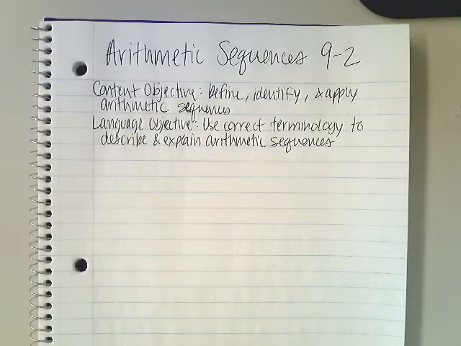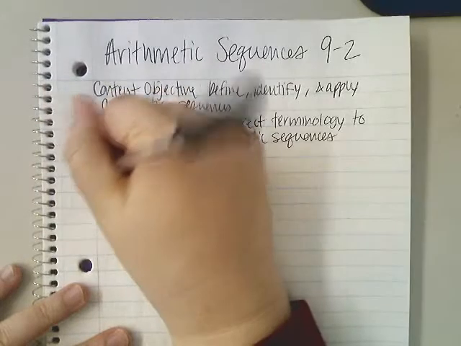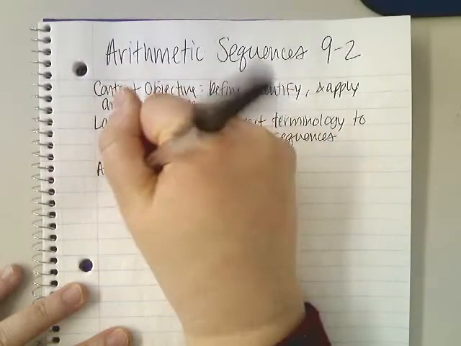Okay, so today's notes are on arithmetic sequences. It's chapter 9, section 2. Our content objective is to define, identify, and apply arithmetic sequences, and our language objective is to use the correct terminology to describe and explain them. All right, so let's start by actually defining what an arithmetic sequence is.